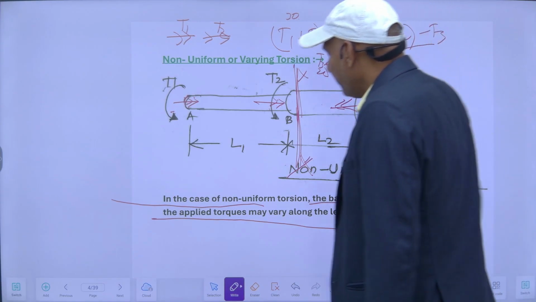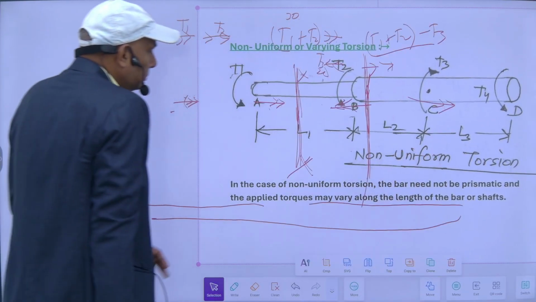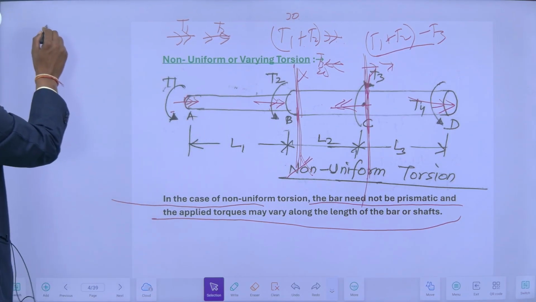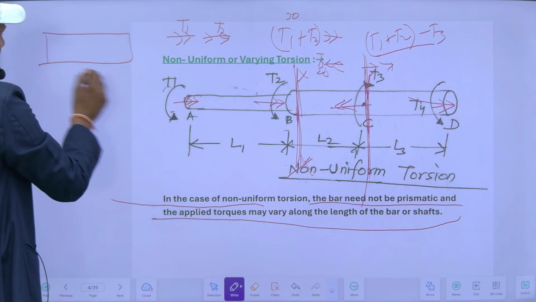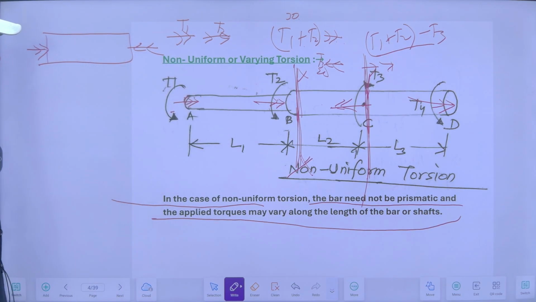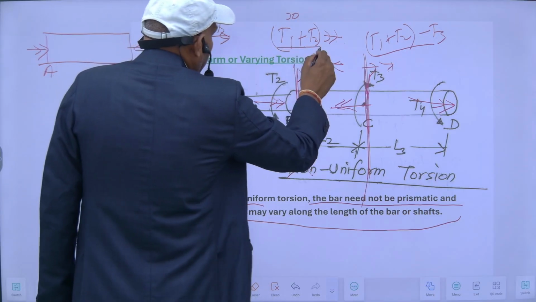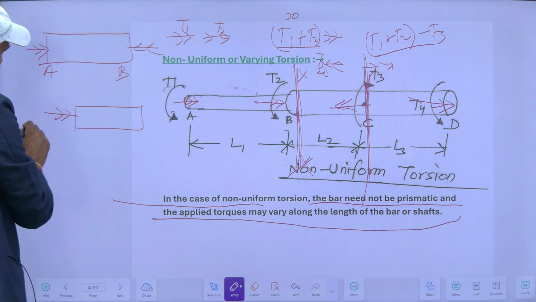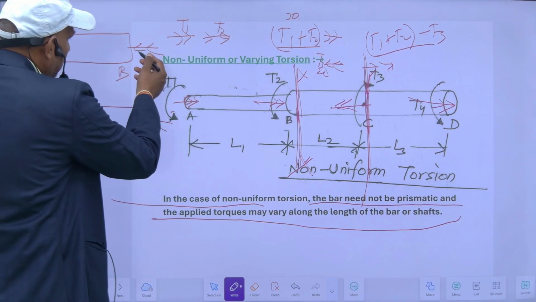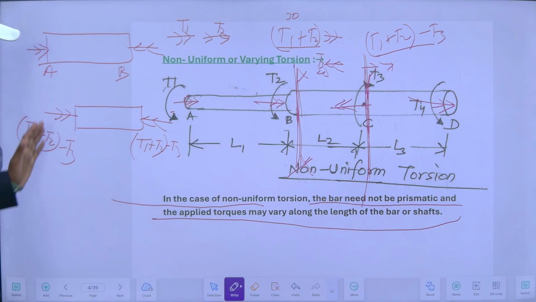Since this is more, it will act this way. If I want to draw the free body diagram, it will be like this. This is for the AB portion, and I can represent it this way. It will just be the opposite of this. For BC, since it is T1 plus T2 minus T3, and this sum is more, it will also act here. The same will be equal and opposite for equilibrium, so it is not required to look at both sides. Exactly, it will be opposite, T1 plus T2 minus T3.